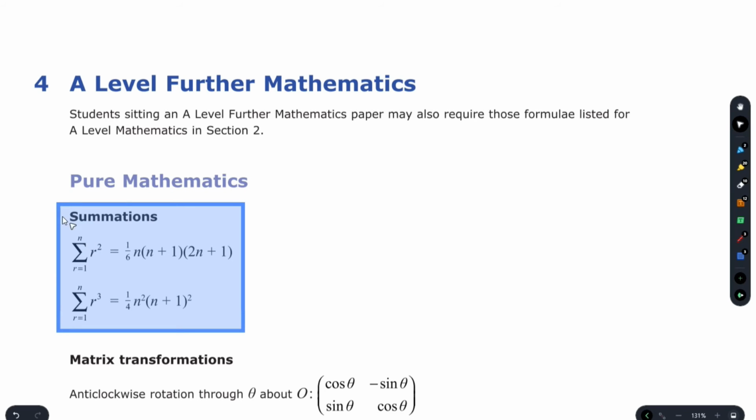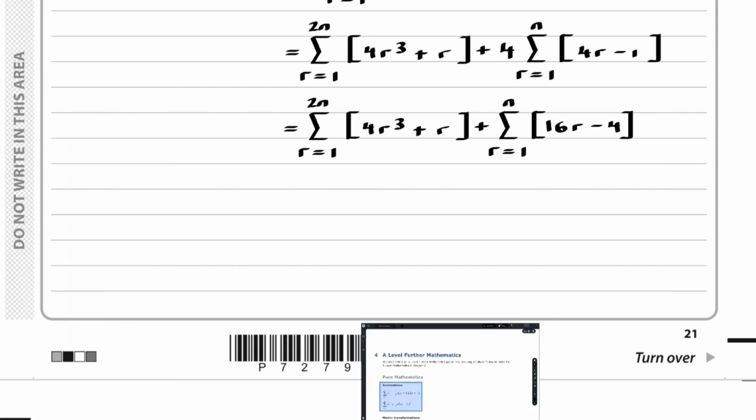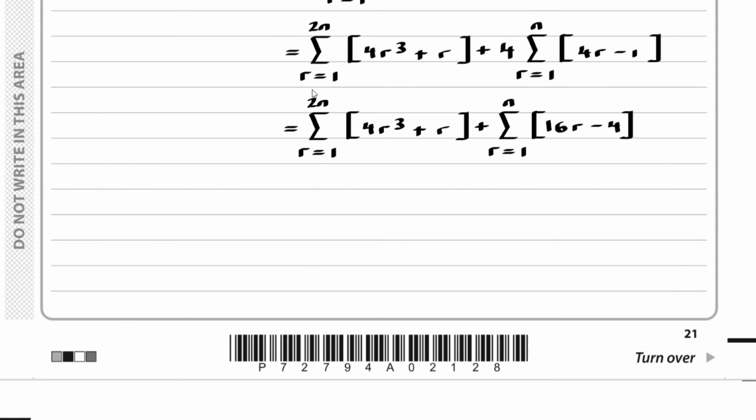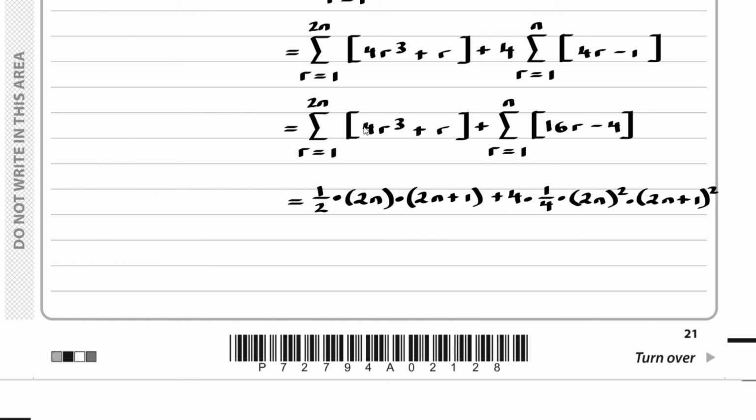So what we can do at this point is use the summation results, as we see here, particularly the sum from r equals 1 to r equals n of r cubed equaling 1/4 n squared multiplied by (n plus 1) squared. So if I use that, bearing in mind instead of an n we've got a 2n here, we've got 1/2 multiplied by 2n multiplied by (2n plus 1), plus 4, because I've got the 4 here, multiplied by 1/4 times (2n) squared multiplied by (2n plus 1) squared. And then I add on 16 multiplied by 1/2 times n times (n plus 1). And then I subtract 4n.